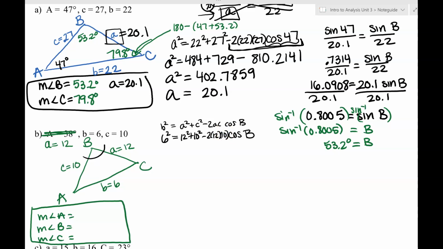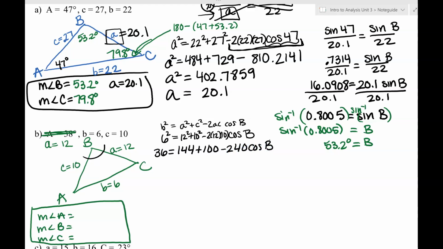Now the reason I really wanted you guys to see this one is it's tricky to solve. You know what you're doing to plug in. You have the formula in front of you. It's the solving that gets everyone. So we have 36 equals 144 plus 100 minus 240 times the cosine of B.